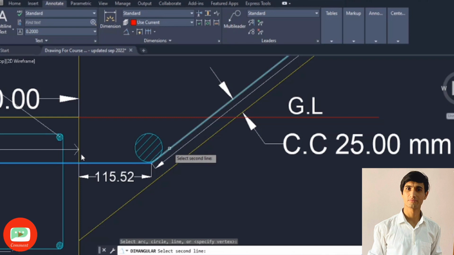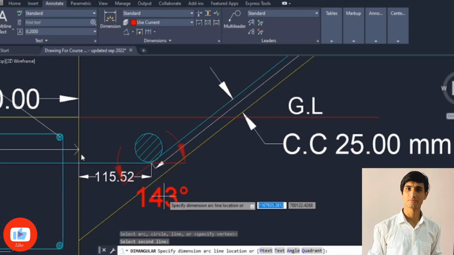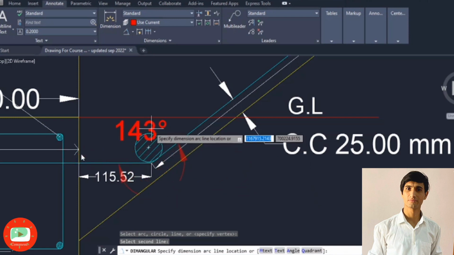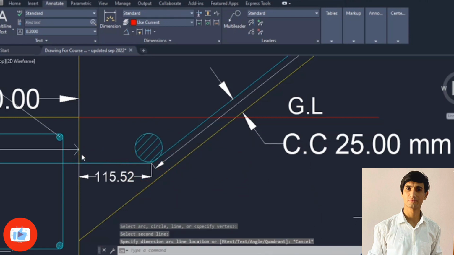First line, then the second line. Now the angle over here is 143 degrees. We need to take the external. So it is 143 degrees. Based on that, we need to find out the bend direction.